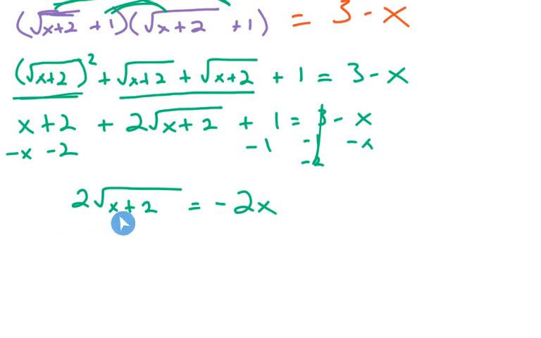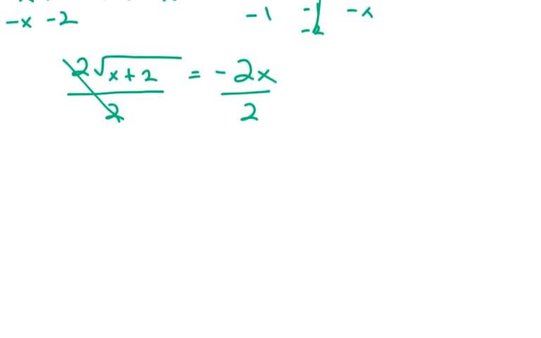Let's get rid of the other radical. So this 2 out front needs to go away. I'm going to do that by dividing both sides by 2. Okay, so those go away. So we're going to have the square root of x plus 2 is equal to negative 2 divided by positive 2 is just negative 1, so negative 1x. Okay, so the radical is by itself.